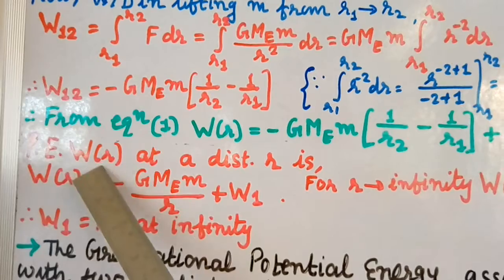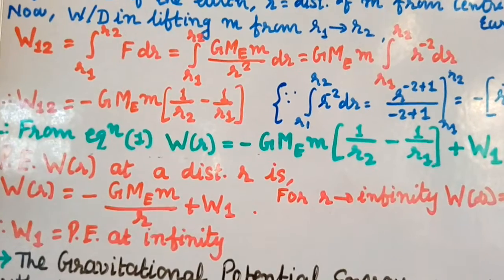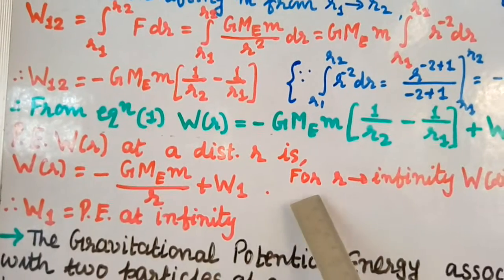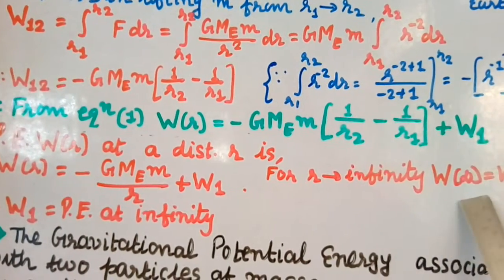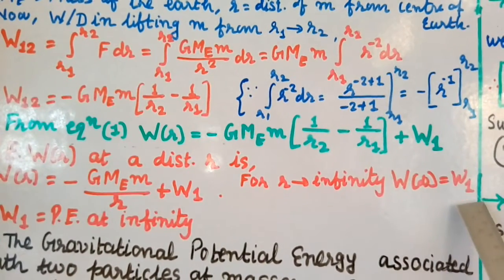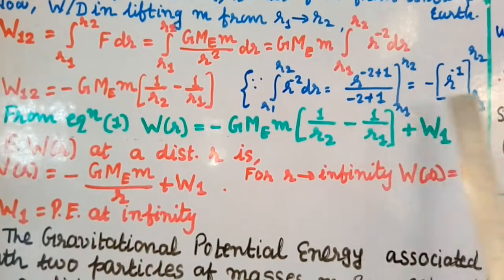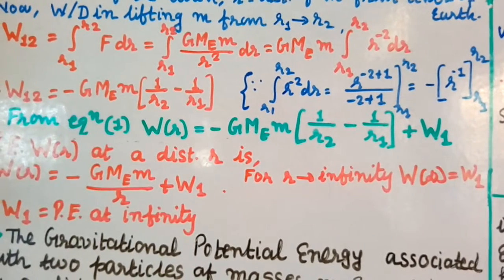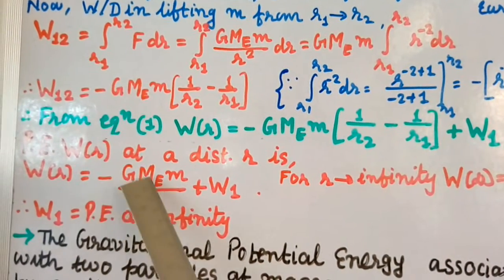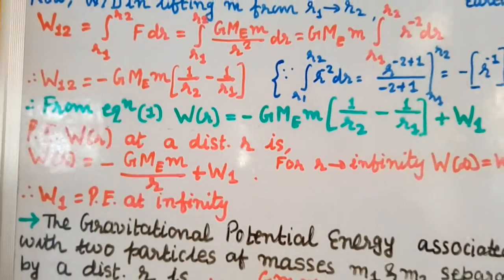So potential energy W_R at a distance R is, for a distance R, W_R equal to minus G M_E m by R plus W1. For R infinite, W infinity equals W1. Suppose you take R as infinite, then W infinity will be nothing but W1. So W1 is the potential energy at infinity, and at the distance R it will be minus G M_E m by R. So W_R equal to minus G M_E m by R plus W1, but W1 is the potential energy at infinity.